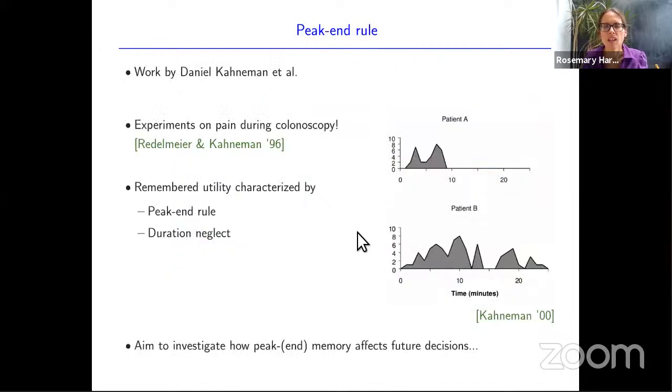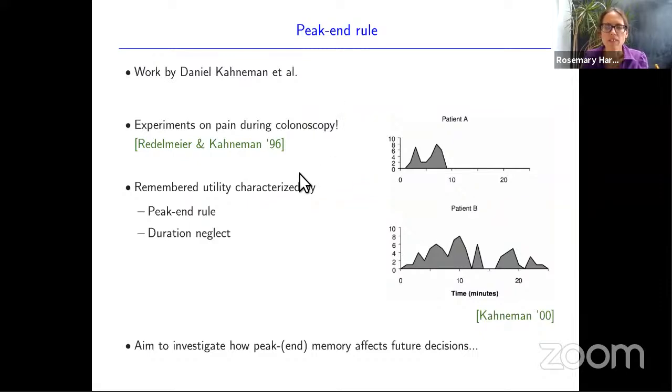And one way that our memory is distorted relates to this psychological heuristic called the peak end rule. So I'm going to tell you about that, and then we'll see eventually how it connects to the kind of models we were looking at in the beginning of the talk. The peak end rule is famously the work of Daniel Kahneman, who got the Nobel Prize for economics.